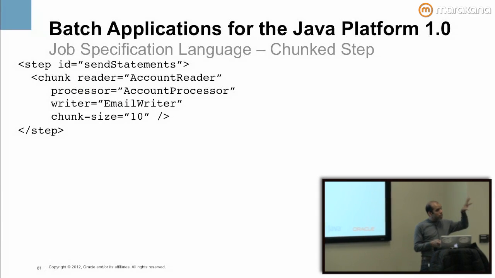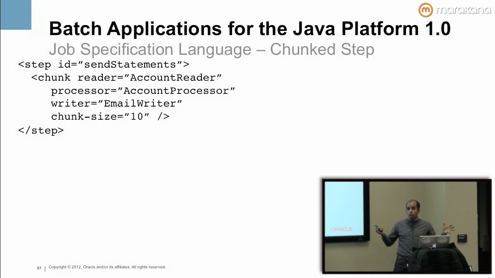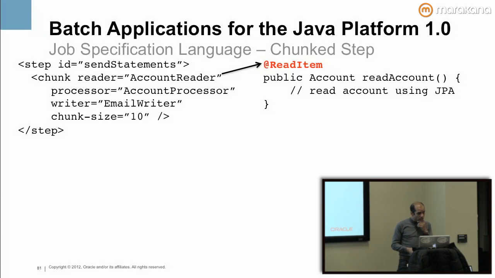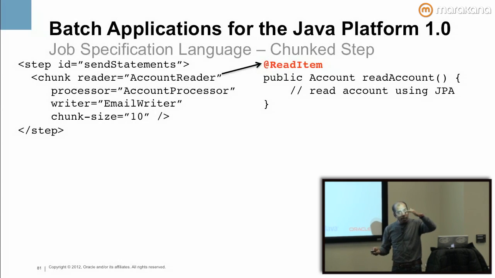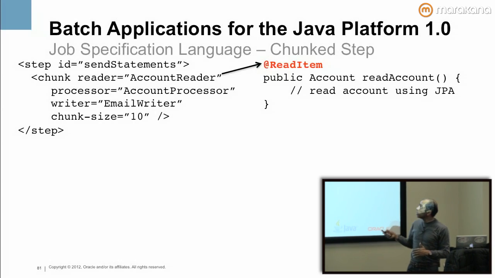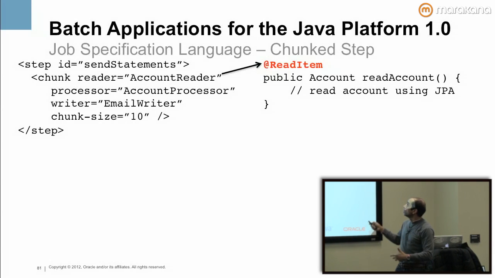If I were to correlate the job XML with the actual POJOs, which is how my application is structured, I have in my chunk, for example, an account reader, an account processor, and an email writer. I would define a POJO with the item reader annotation on the class. The moment I say item reader, it has to implement certain methods. One of the methods is called readItem, which is saying, OK, I'm going to read an account. This is where possibly you're using JPA, talking to the database, and getting an account back. So you see this is an account that is coming back to you here.